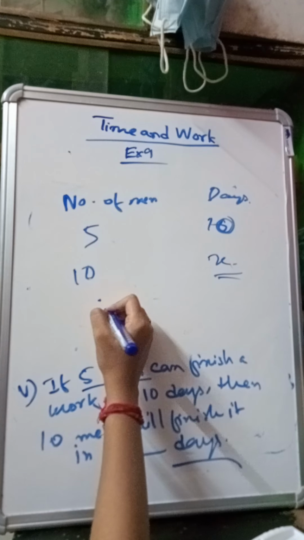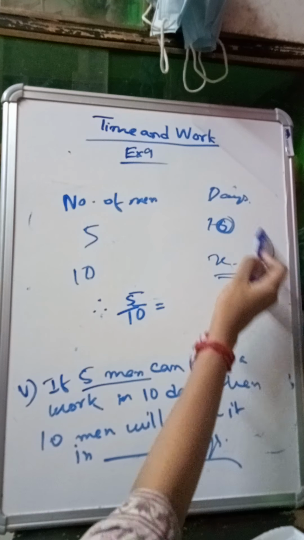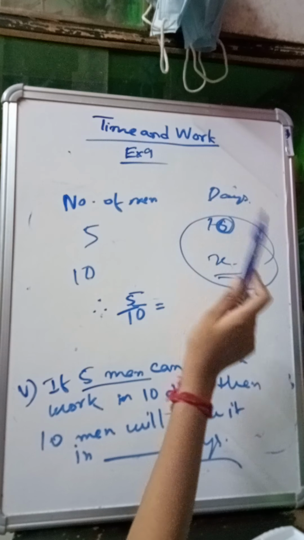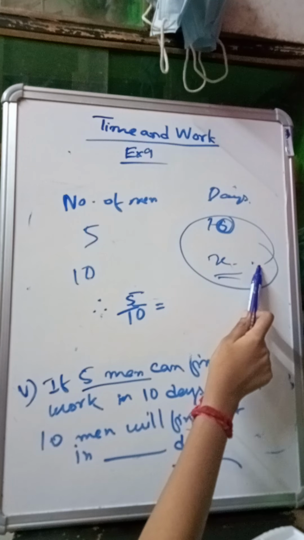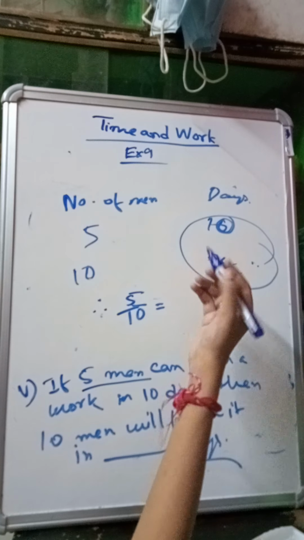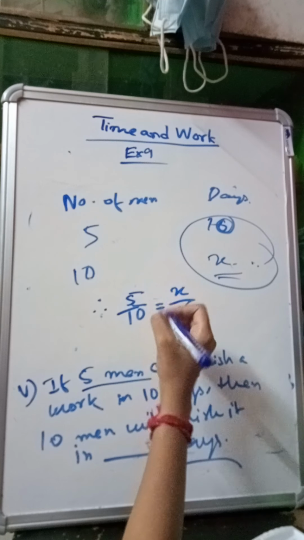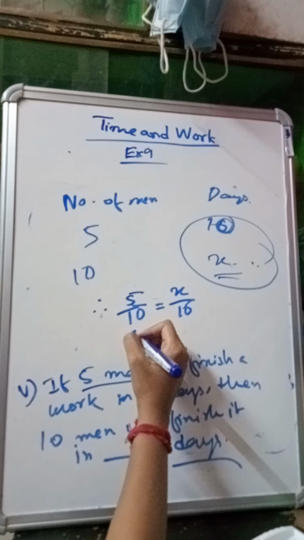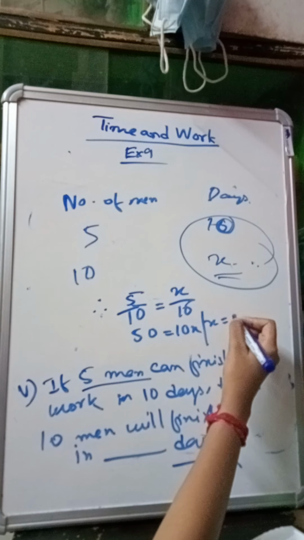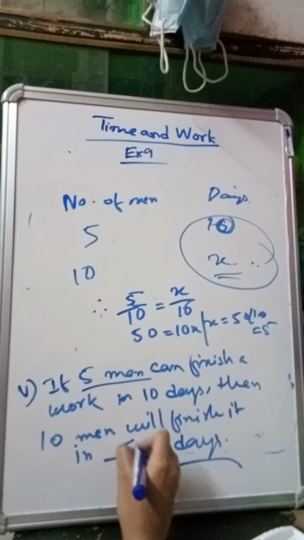So here we will write like this, 5 by 10, and after giving the equals to, we will alter this one. Why? Because this is not a direct relationship. If it were a direct relationship, we would have written 10 by x, but it is not, so we will just reciprocate it and write x by 10. Now if you calculate, you will get 50 is equal to 10x, so x is equal to 50 by 10, which is 5. So the answer will be 5.